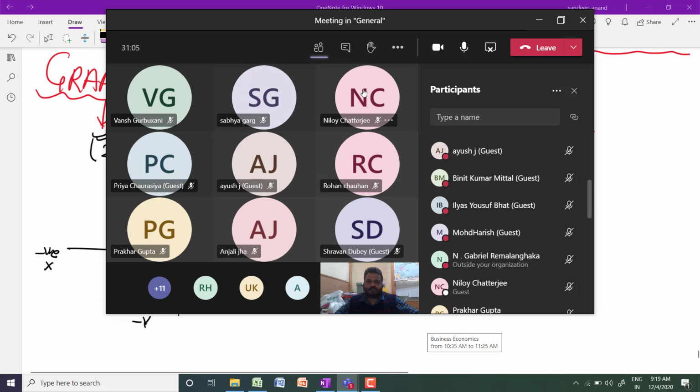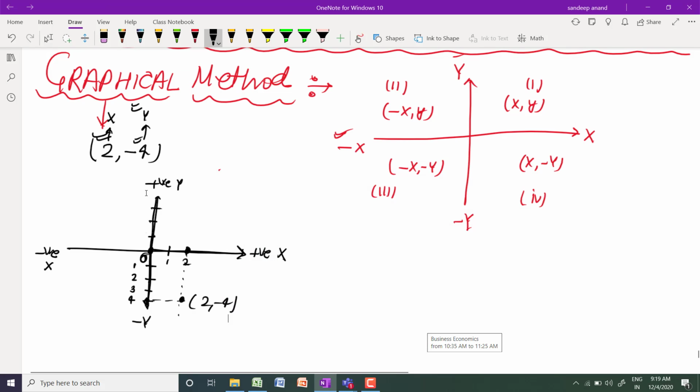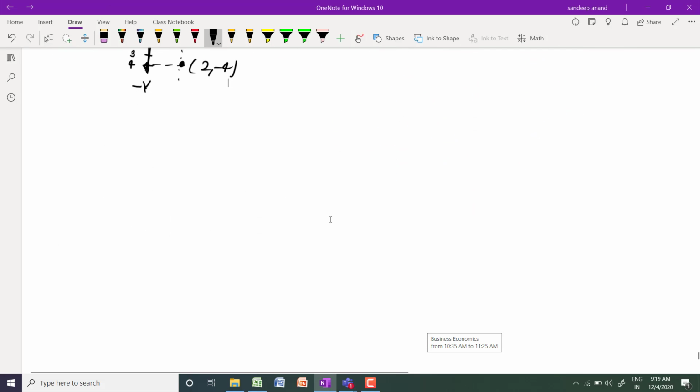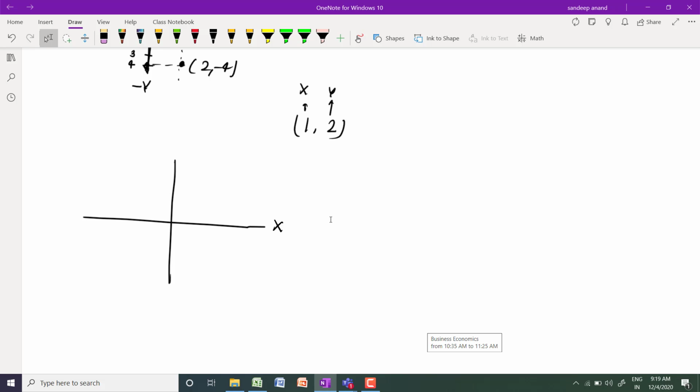Now in the second question, suppose I want to locate (1, 2). This means my x variable is 1 and my y variable is 2. Since both coordinates are positive, this is my positive x and positive y. So this is x equal to 1, and y equal to 2 is over here.